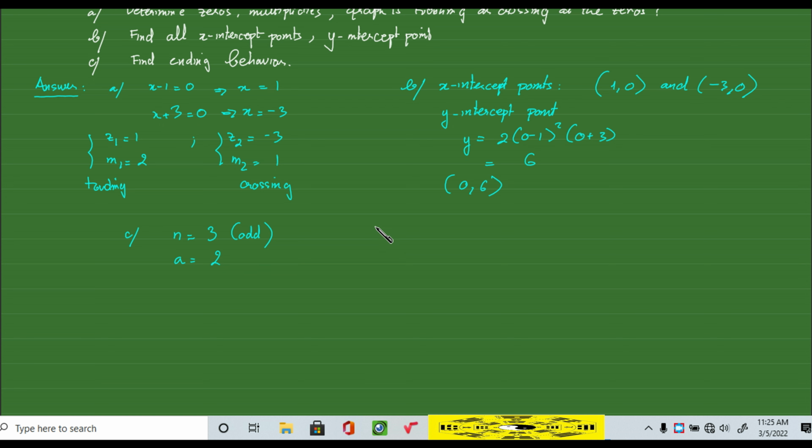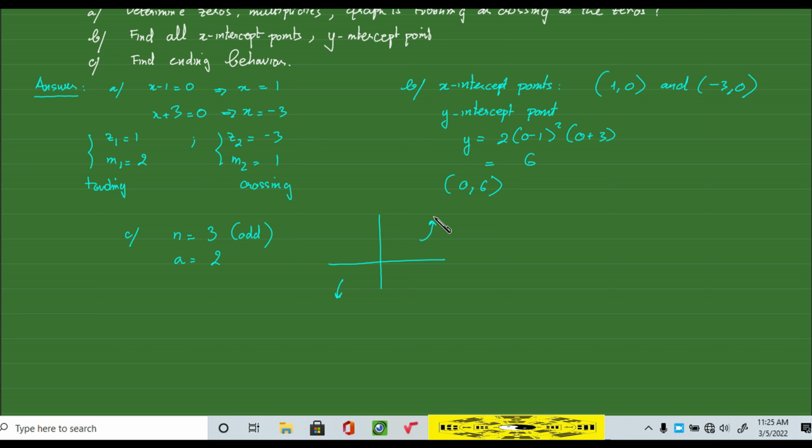So we're going to have something like this, right? I don't know which case that is, but I know that because n is odd and a is positive, we're going to have one branch going down like this, and the other branch going up like this, right? Because it's odd. Yes. Okay.